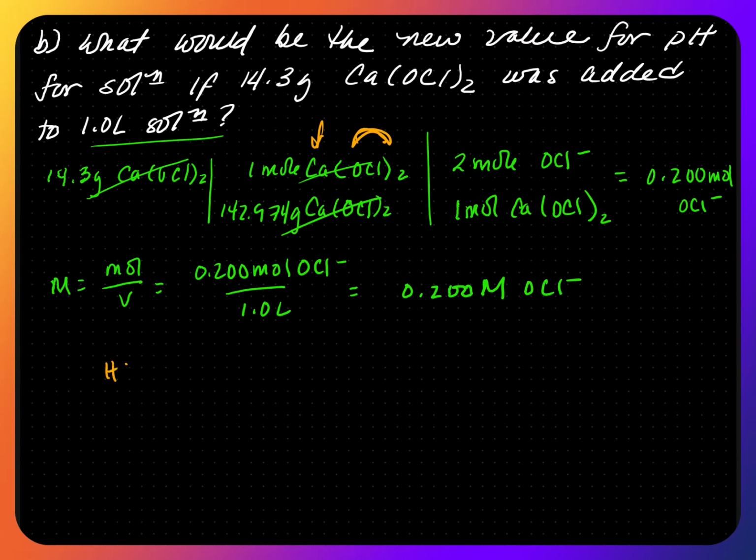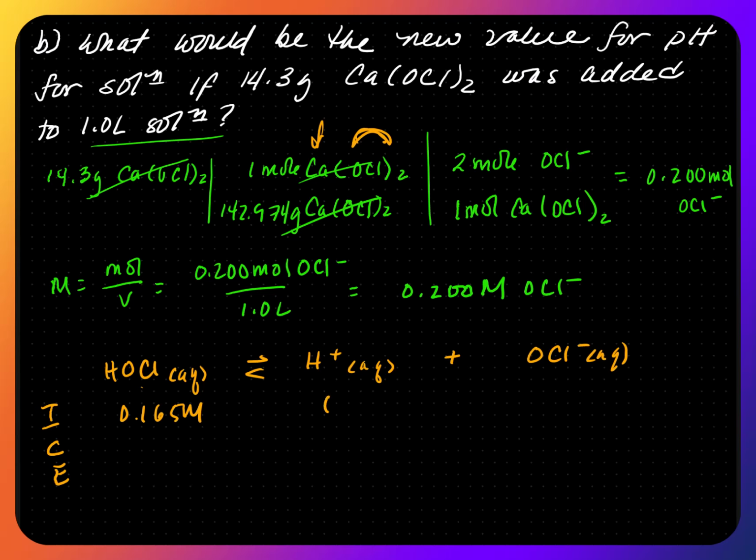So I start with the ice table. Since I have the acid, I'm going to start with the acid and dissociate it into its ions. The acid has the initial concentration of 0.165 molar. We have no H plus, but my OCl minus is 0.200 molar. So this is a 1:1:1 ratio. So this is going to be minus x, plus x, plus x at equilibrium.